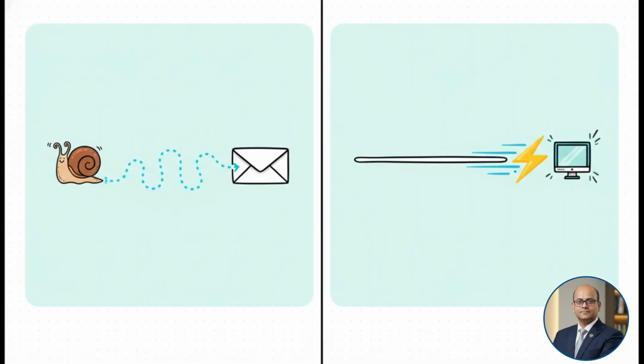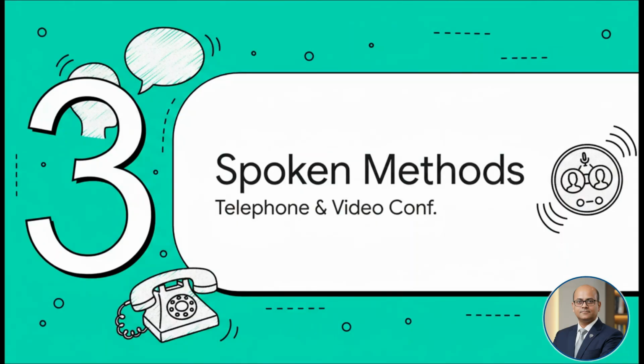So let's compare them. What is the difference? The biggest difference you see is speed. A letter is very slow. It can take many days to reach. But an email, it is instant. It reaches in just a few seconds. Also, a letter is almost always very formal, but an email's formality can change. So remember, email is much faster. Very good. So we have finished the written methods.